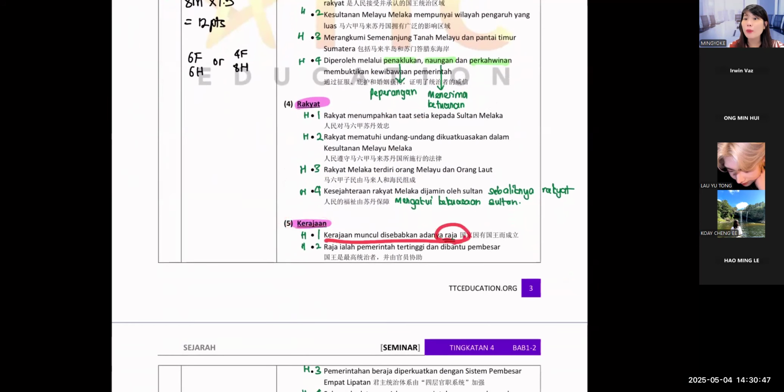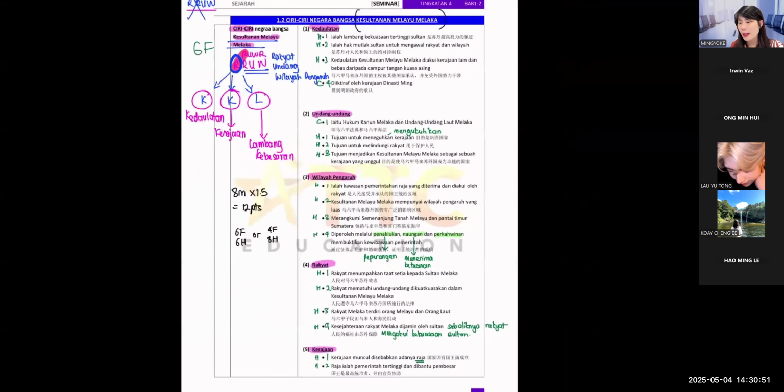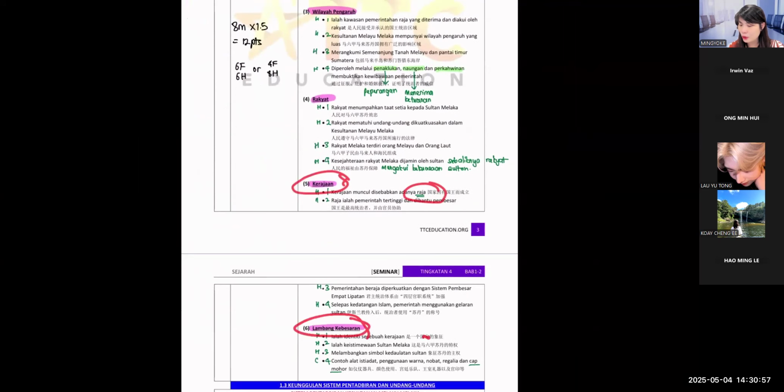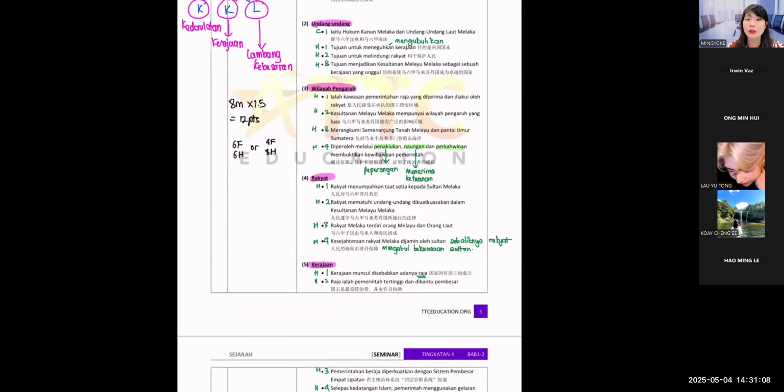Kerajaan exists only when there is a king. That's why, guys, kedaulatan is referred to the king, kerajaan is referred to the king, and lambang kebesaran is also referred to the king. That's why I say that Raja alone is divided into 3, KKL. At least it's easy for you to remember.